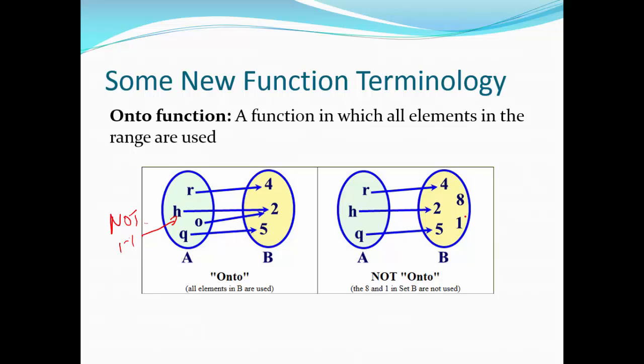Now take a look at this one. This is not onto. And the reason why it's not onto is because 8 and 1 are not used. Not everything in set B has been pointed at from set A. Okay? So one-to-one versus onto. And we're going to do a little bit of an example with that.